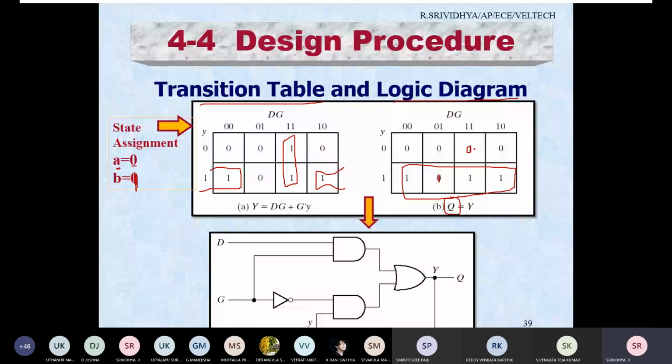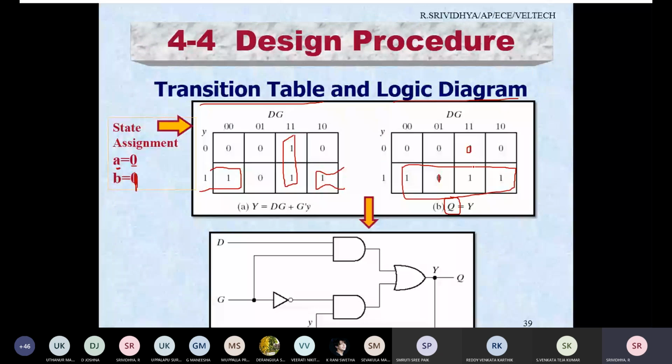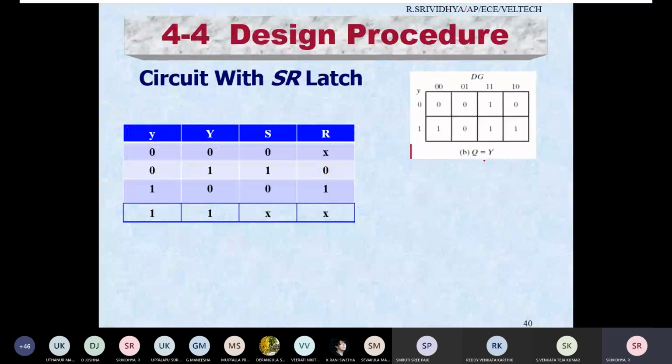Yes, ma'am. From this logic diagram, I don't think you will have any doubts in drawing the logic diagram. So this is your entire step, this is your complete design procedure. Now, one small thing I want to add. If you are asked to design a circuit with an SR latch, this is going to be your last step. I'm going to make use of this output column, the output transition table, and join it with the SR flip-flop or SR latch, which I know already exists.